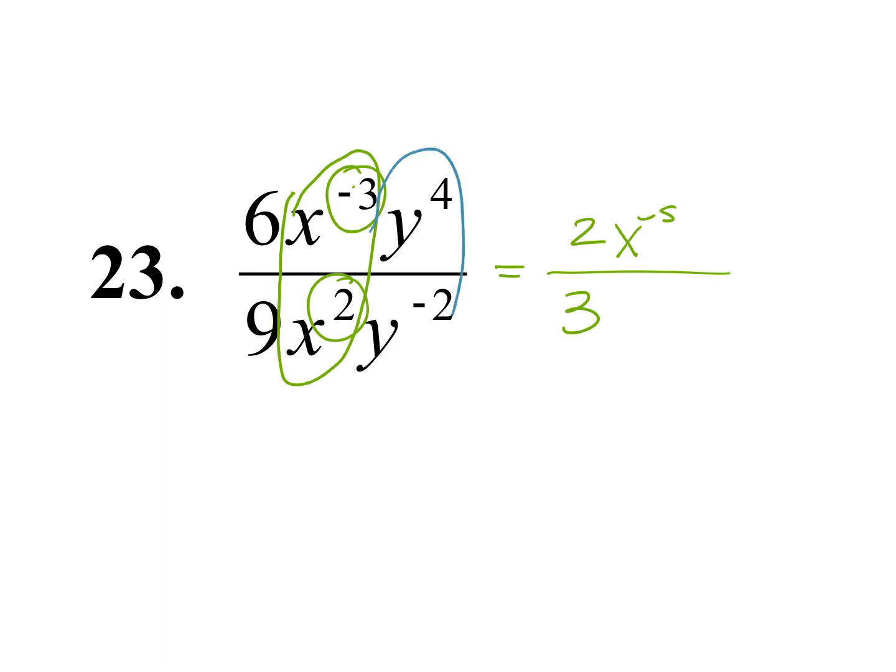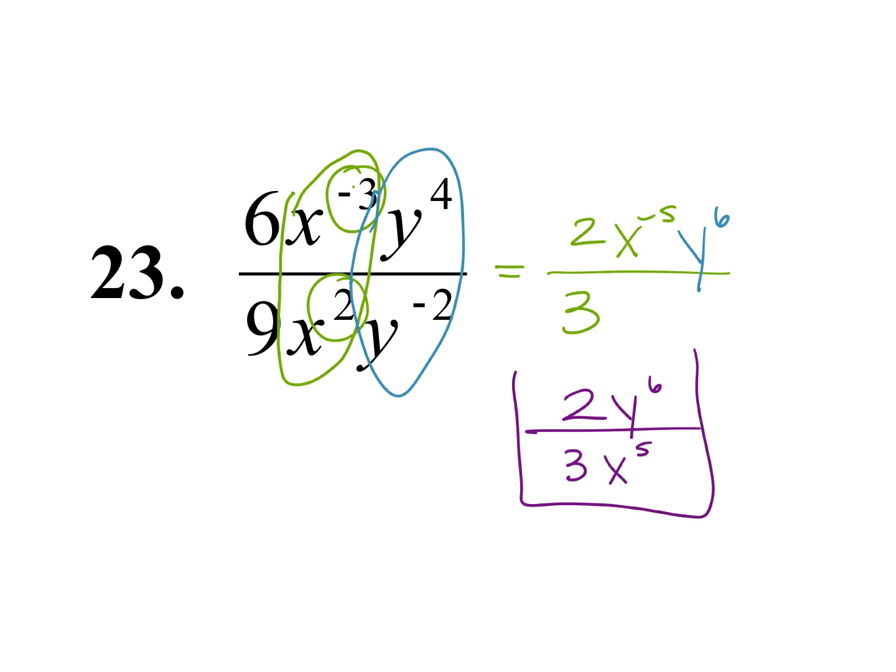Then you have this one. 4 minus a negative 2 is what? 6, right? A positive 6, 4 plus 2. Again, that's a numerator. From here, now you just do a little rearranging. So it's going to be a 2 and a y to the 6th on top. It's going to be 3 and an x to the 5th on bottom. You have to move that negative exponent down and make it positive. Okay.